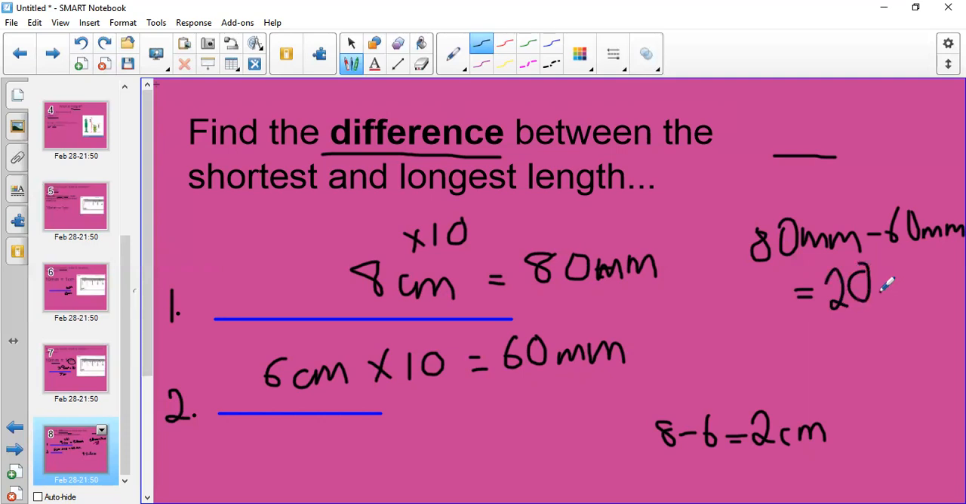So I hope this video makes sense. It's just a quick video to give you a basic understanding of length, width, and height, and how to estimate and how to check your answer by measuring, for example, the object or the line using centimeters and millimeters.